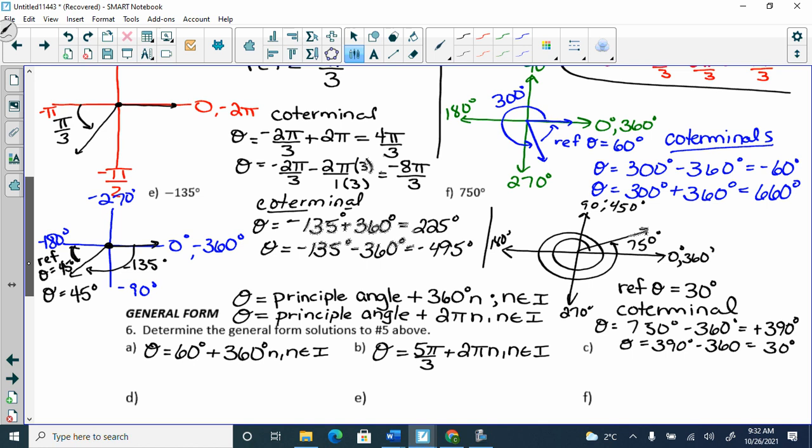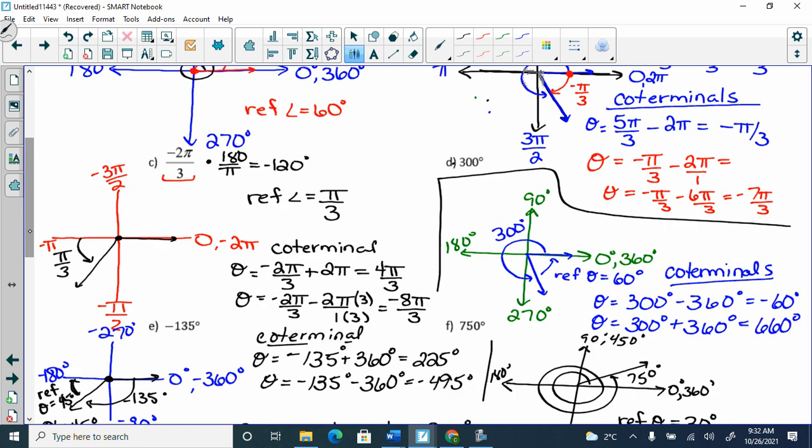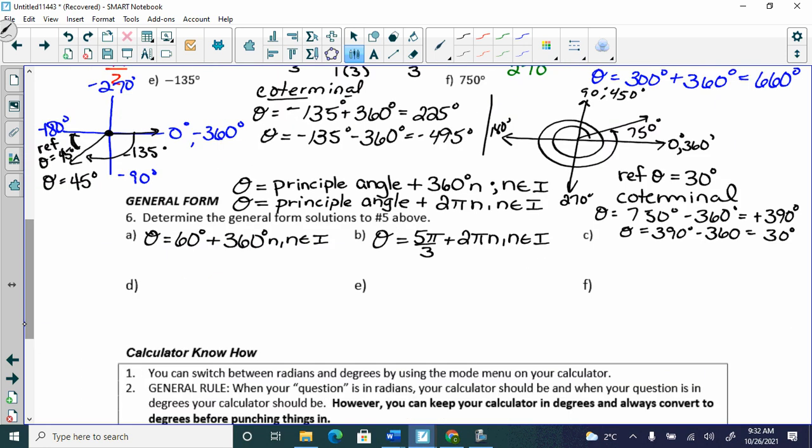C. That's my principal angle for C. It's not negative 2 pi over 3 because that's this way. I added 2 pi here and I got 4 pi over 3. That's the one that's on your unit circle, right? Because it lands between 0 and 2 pi, so this is your principal angle actually. So we're going to use theta equals 4 pi over 3 plus 2 pi n. Anyway, you do D, E, F quickly.